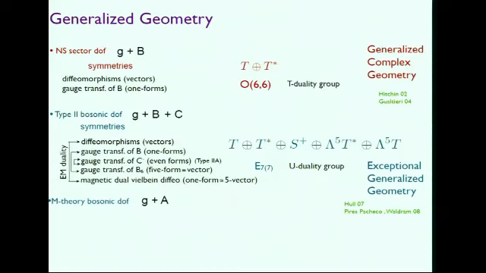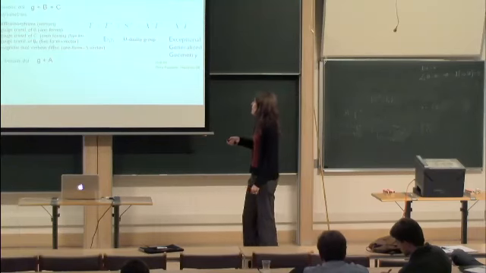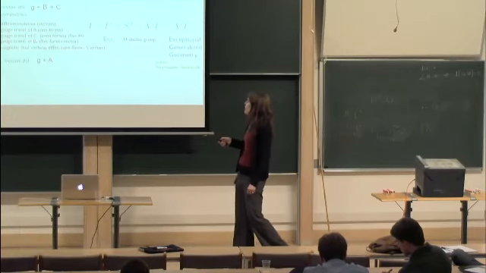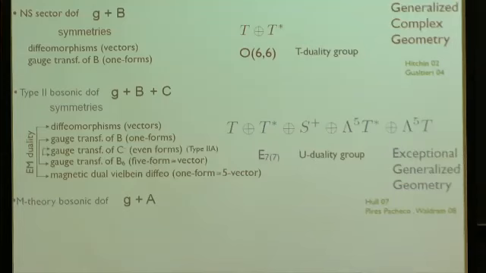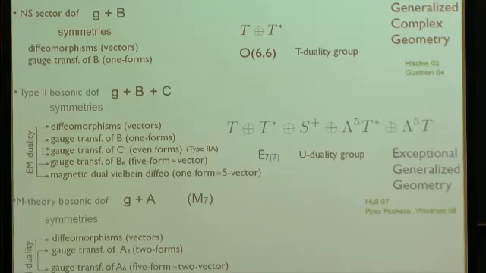The only difference is that this is the splitting of the fundamental with respect to GL6 representations, and here the splitting will be different because the group that we will use to split is GL7. So if you look at M theory, the bosonic degrees of freedom are the metric plus the 3-form potential. The symmetries are again the diffeomorphisms given by vectors, and gauge transformations of the 3-form potentials, which are 2-forms. And again, we need to include their duals.